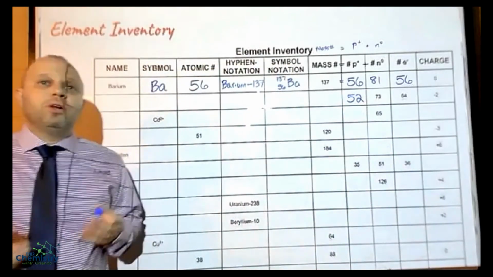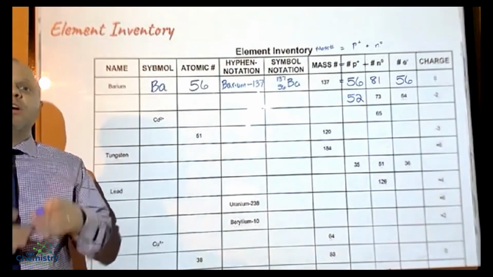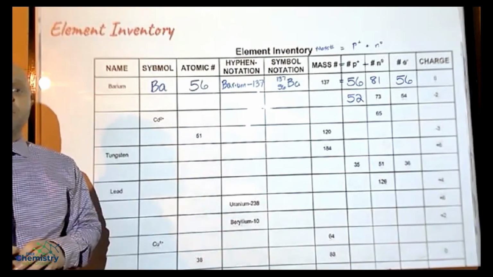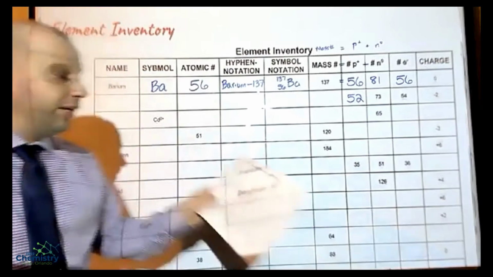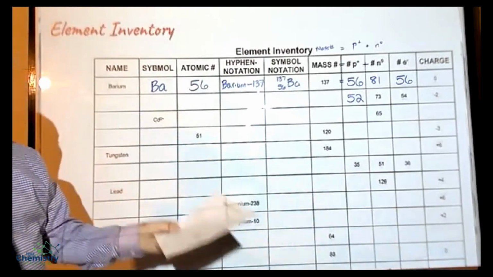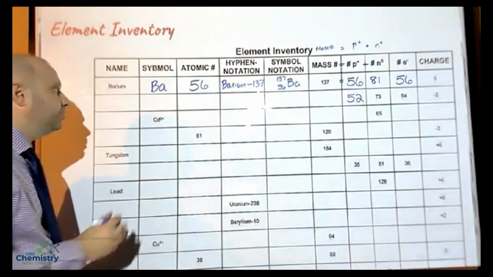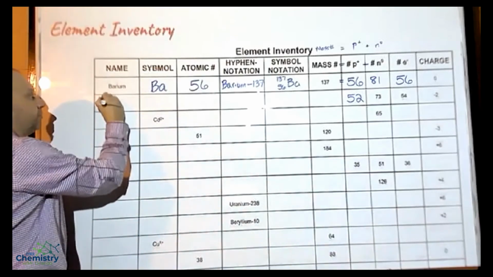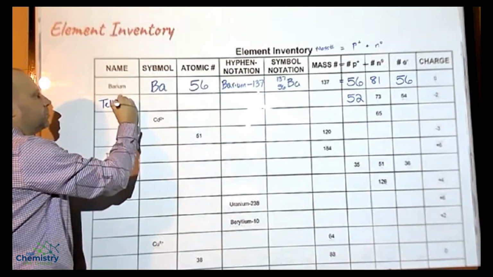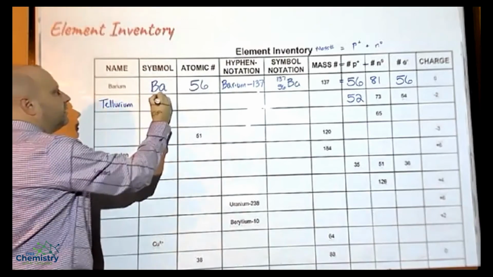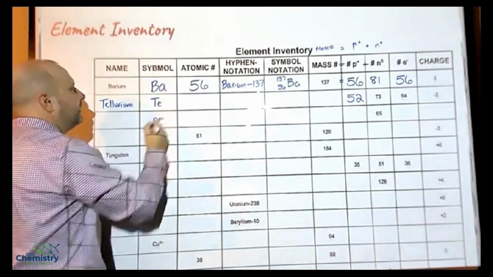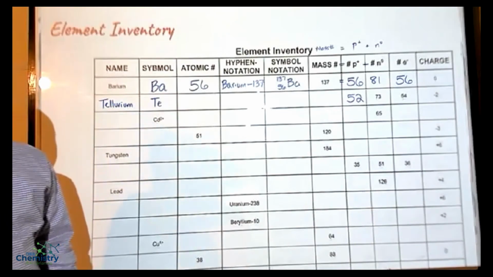That's important because once we identify the number of protons, a whole bunch of other things open up to us. So first thing is now I can identify what element I have. So I'll find element number 52 on my periodic table. That's the element tellurium. It has the symbol Te.